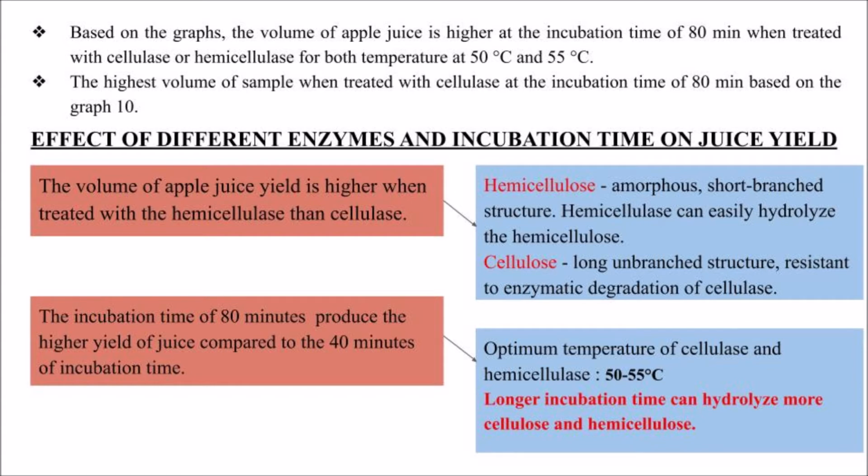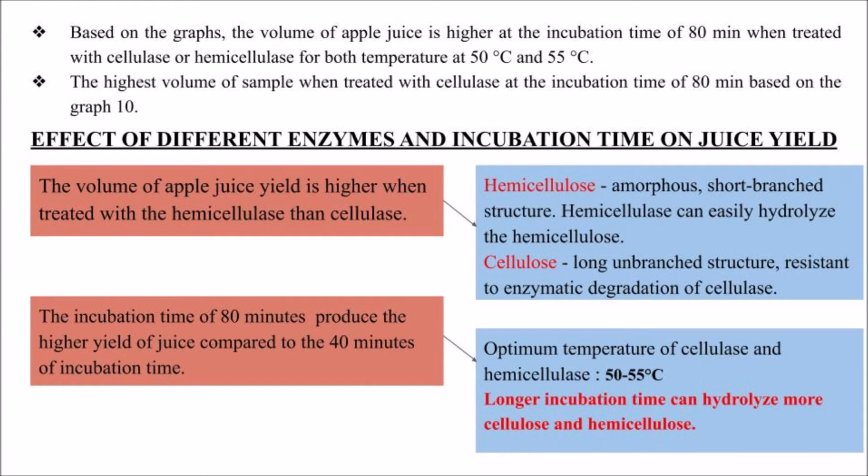The volume of apple juice yield is higher when treated with hemicellulase than cellulase. This is because hemicellulase can easily hydrolyze the hemicellulose, as hemicellulose has an amorphous and short branched structure, while cellulose has a long unbranched structure and is resistant to enzymatic degradation by cellulase.